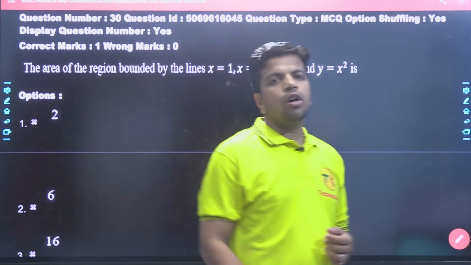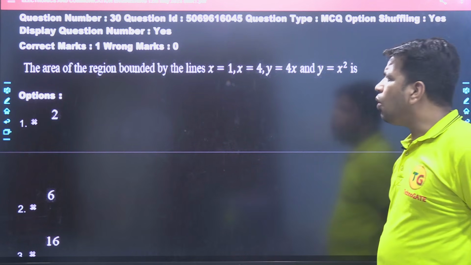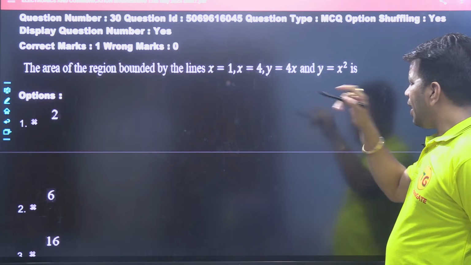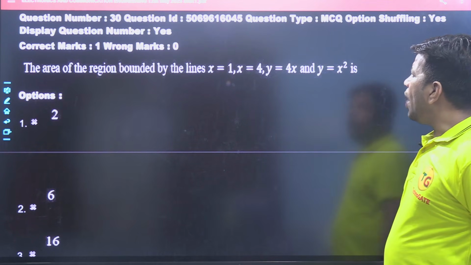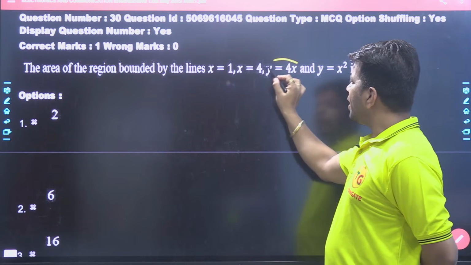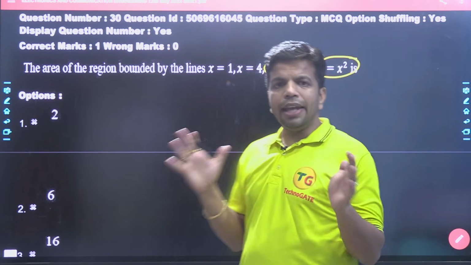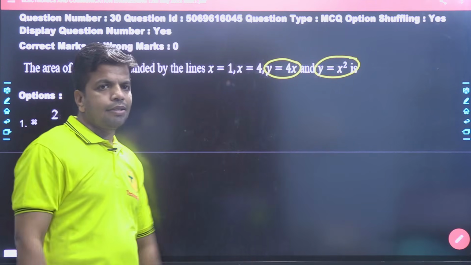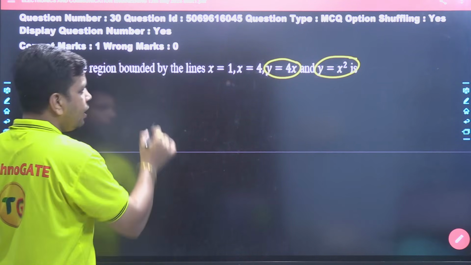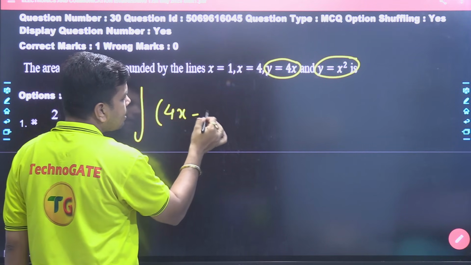Now see, the solution for question number 30: the area of a region bounded by the lines x equals 1, x equals 4, y equals 4x and y equals x square. Okay. So you can see there are two equations, y equals 4x and y equals x square. Now we need to find the area bounded by these two lines from 1 to 4. So simply the integrand will be 4x minus x square.